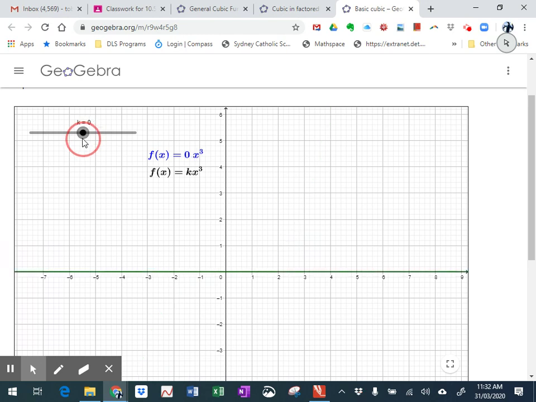Now, by the way, K is not allowed to be 0 because the cubic ceases to exist. So K not equal to 0, but K can be anything else besides 0. Now, as K moves further from 0 in its value, the graph gets steeper. And as K gets closer to 0 in its value, the graph gets flatter. Okay? All right. Now, let's go back to your notes.